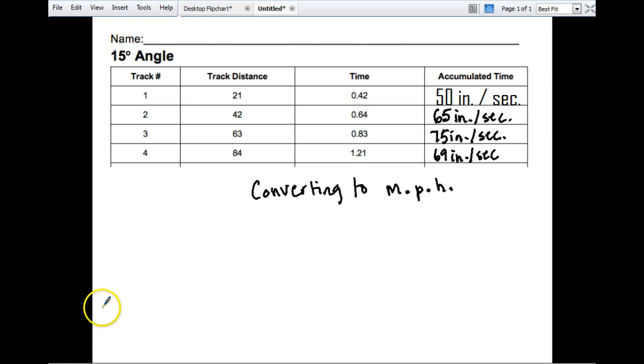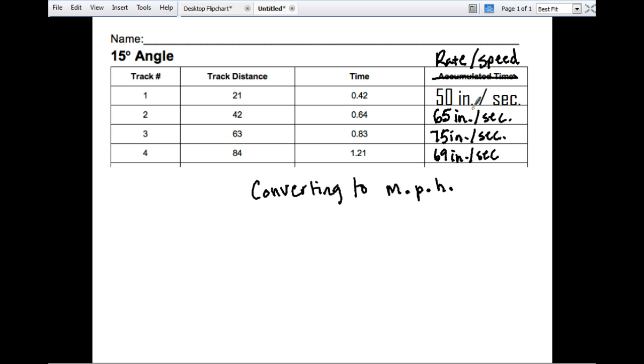Alright, in this video you're going to learn how to take what we called accumulated time, but it was actually the rate in inches per second, or the speed, and find out how fast that Hot Wheels car was moving in miles per hour. I've already converted these numbers into inches per second. If you had not yet done that, that should be completed. Then, from inches per second, you're going to convert to miles per hour.